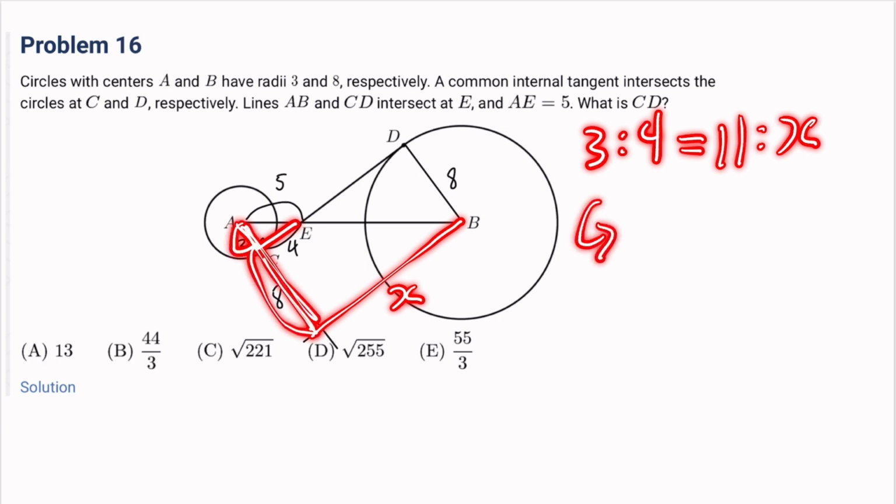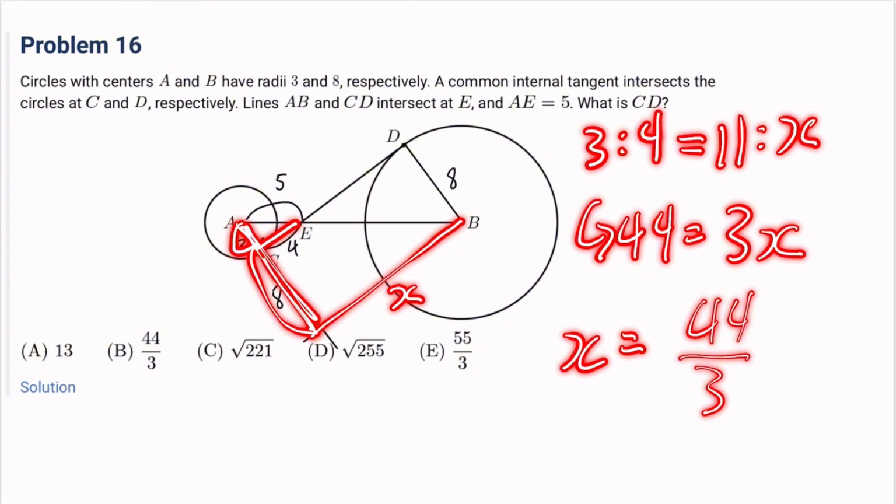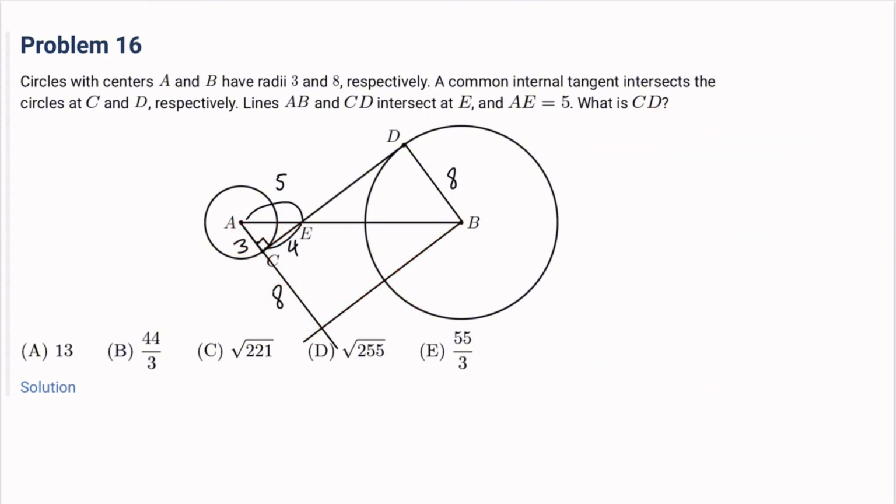And so if we cross multiply, that's going to give us 44 equals 3x. And so x is going to be equal to 44 over 3. So if we write that again, x is equal to 44 over 3. So the answer is B.